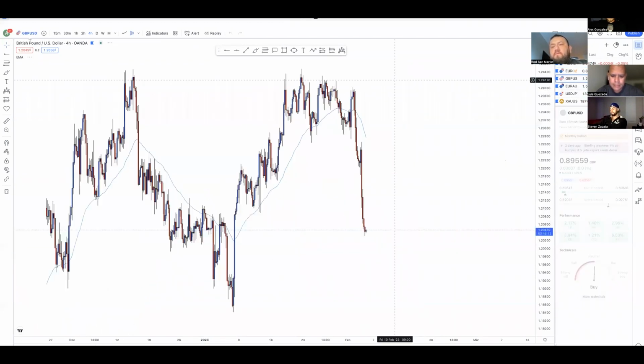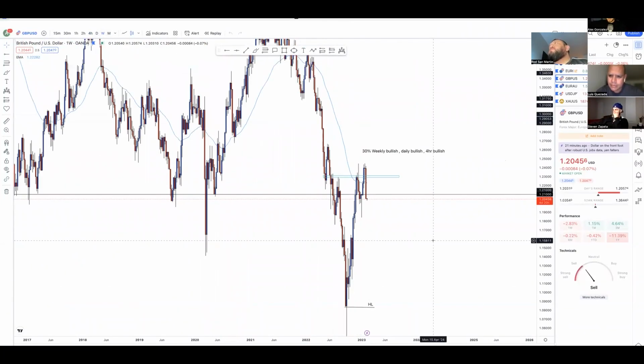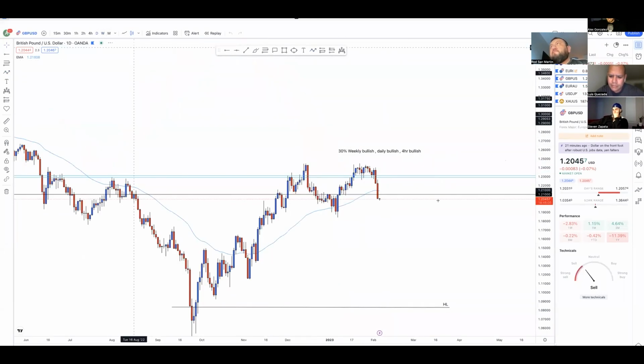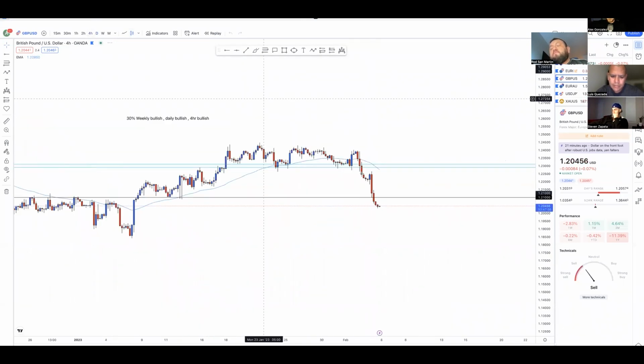This is that. GBP USD. Okay, yeah. So GBP USD last week, we were waiting for a retest of this area right here to go long. We go down to the daily. We actually did get the pullback. We got the bullish engulfing.